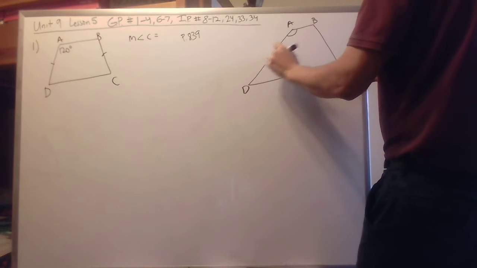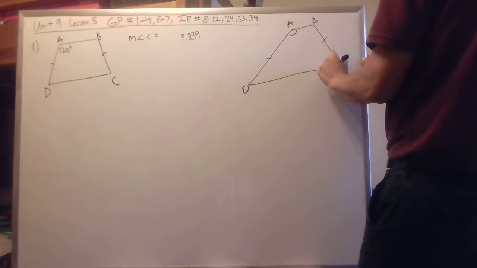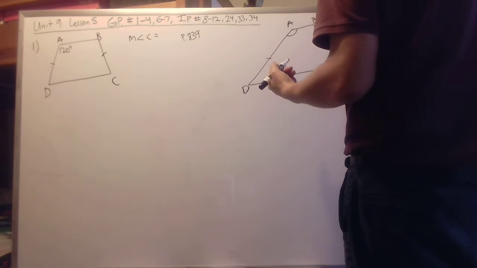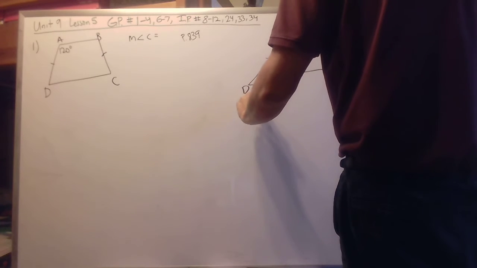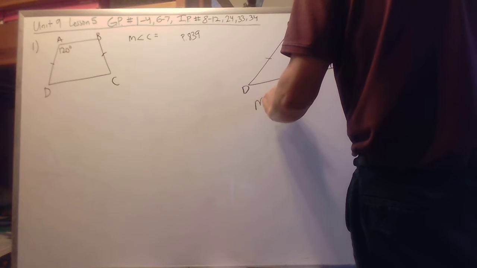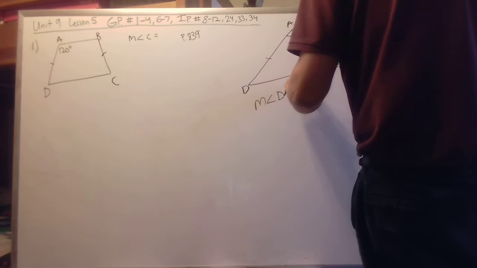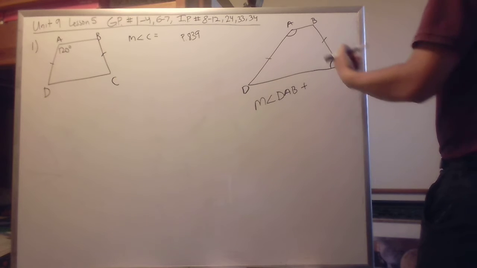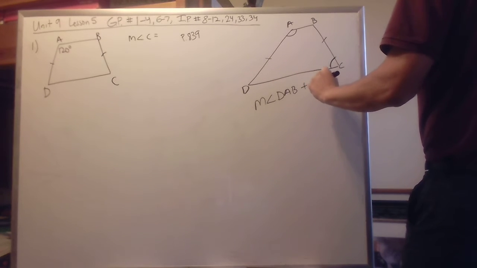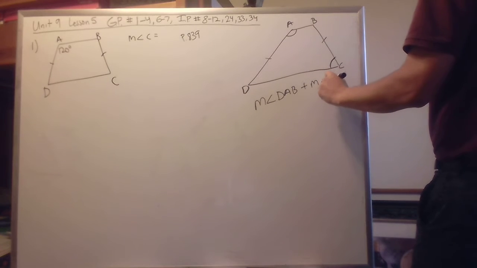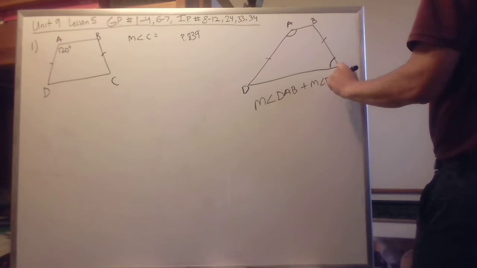when we have a trapezoid and its opposite angle down here, they add up to 180 degrees. So we could say that the measurement of angle DAB plus the measurement of DCB or BCD, it doesn't matter. I'll just say DCB equals 180 degrees.